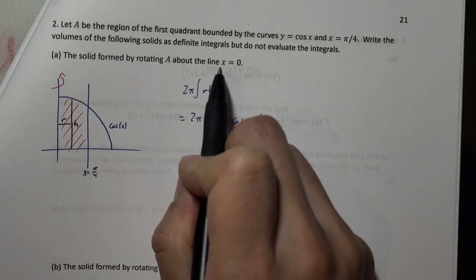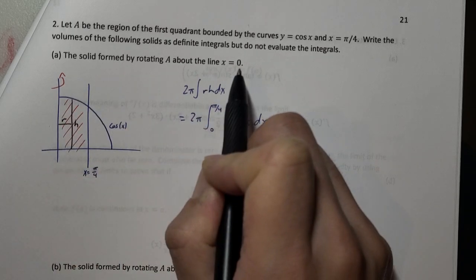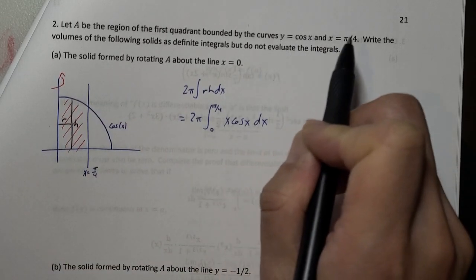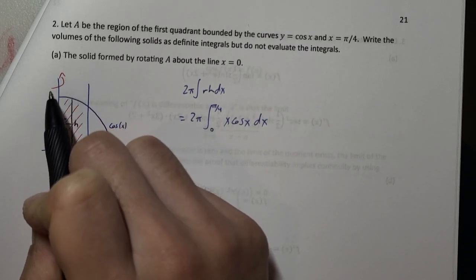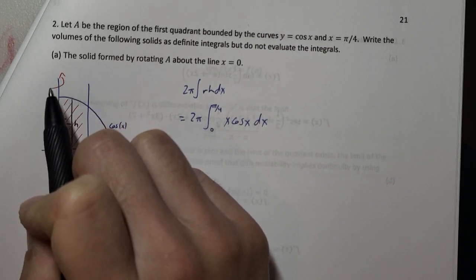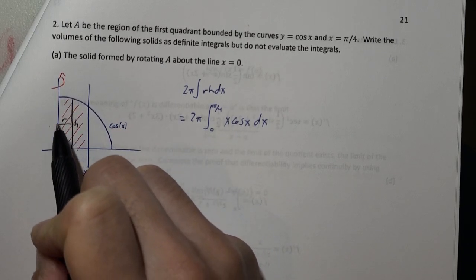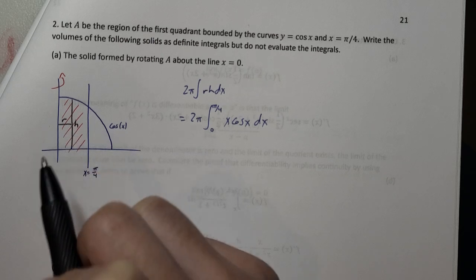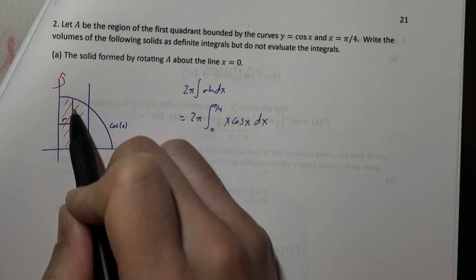So we're going to rotate it about this line, x equals 0, a vertical line x equals 0. Okay, our functions are in terms of x. We're rotating about a vertical axis, so we might want to use the shell method. So I draw a representative height of each shell and a radius from the axis of rotation to the represented shell.